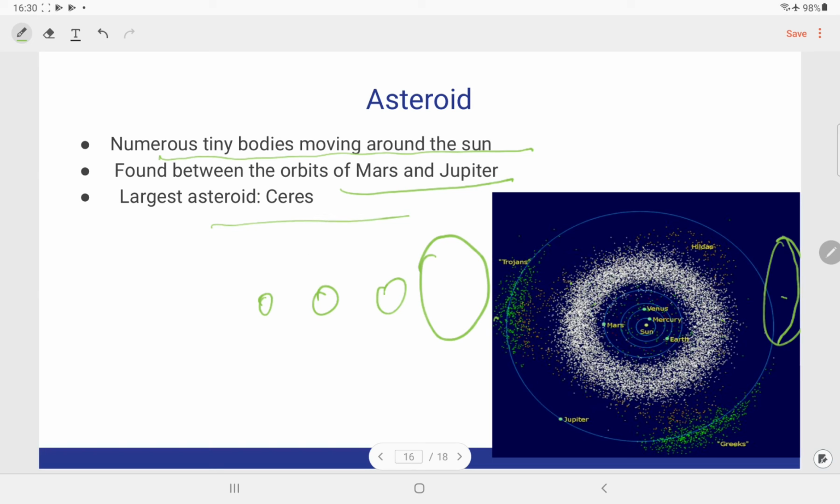The largest asteroid is Ceres, and there are different asteroid groups like Trojans, Hildas, and Greeks. These are different asteroids, and the largest one is Ceres. So you must now know what an asteroid is.